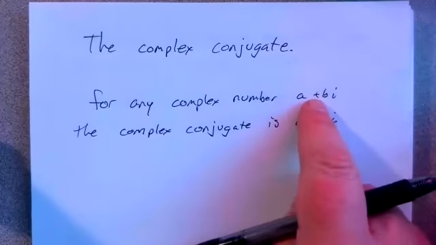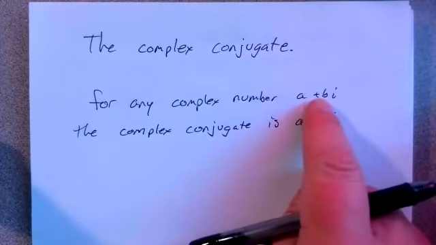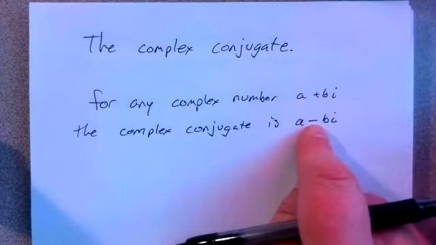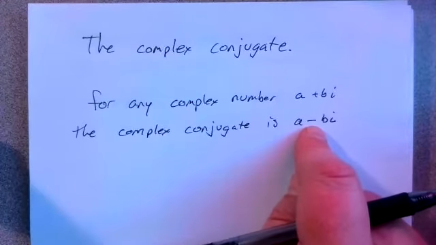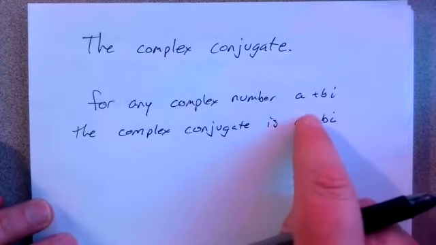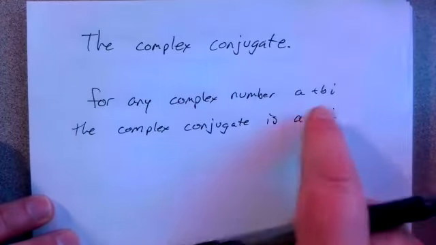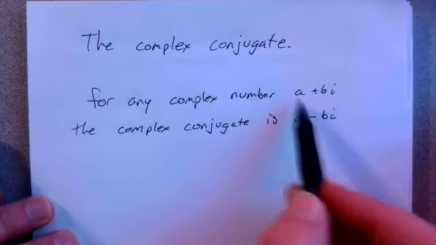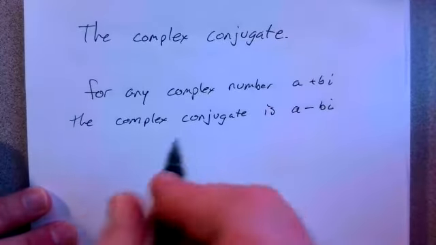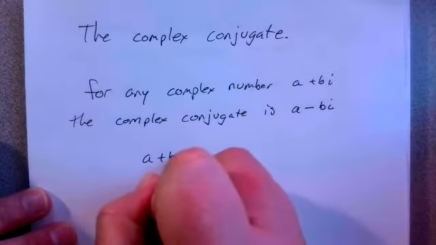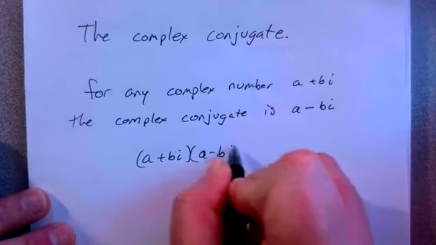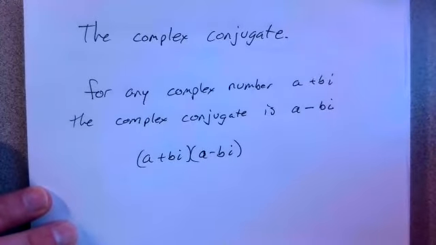Now, that's really simple. You take whatever the sign is in between the real and imaginary part, just that sign, not the real sign, but just that sign, and switch it. And that's going to be the conjugate. So let me tell you why this is important. What happens when I multiply the complex number by its conjugate? So if I multiply a plus bi times a minus bi, let's take a look at what happens.